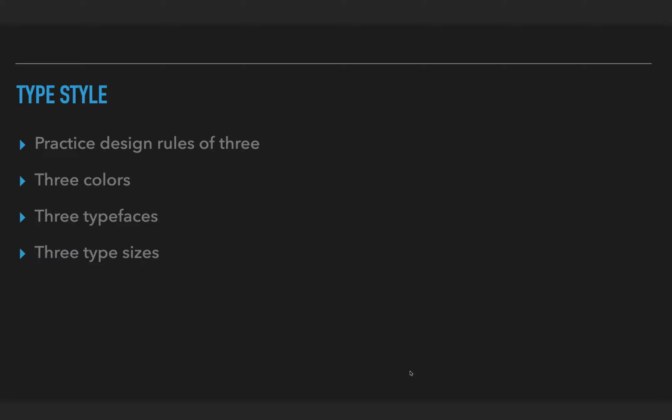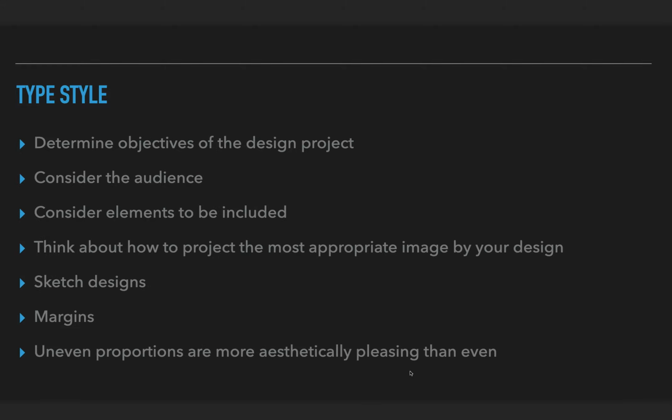I like to practice the design rules of three colors, three typefaces, three type sizes. If you keep these rules in play, you can easily apply three different variations within your projects. Determine objectives of the design project. So when you're handed an assignment or a project, determine what's the overall goal. What is the objective? What is the focus? Who's the audience that you're targeting?